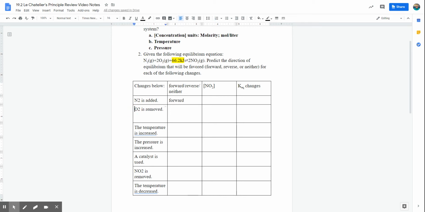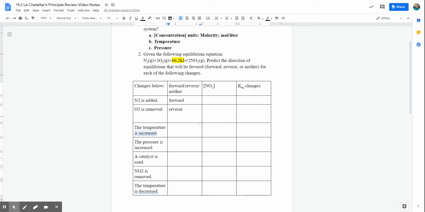If I remove O2, so that's actually relieving stress on the left-hand side, but that's adding more stress to the right-hand side. So it's actually going to favor the reverse. So think of it kind of like a vacuum. If you create a hole there, the hole needs to be filled. So since I removed O2, that creates a hole on the left-hand side. So that means that more NO2 will decompose to fill that void or that hole.